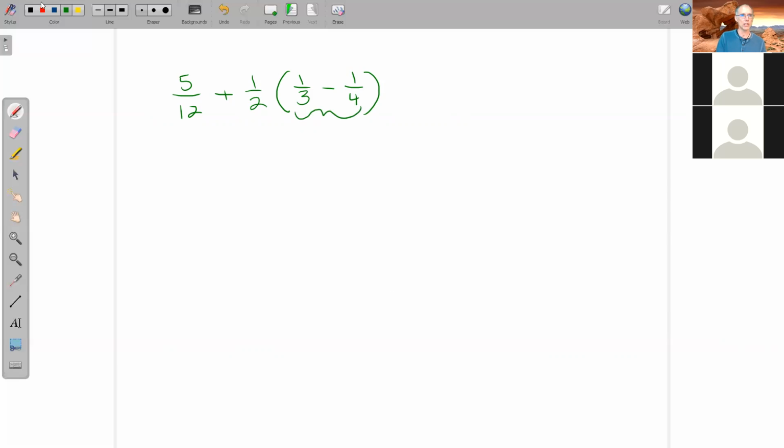Easiest way to subtract fractions is the arrow algorithm. So 3 times 4 is 12. 4 times 1 is 4. 3 times 1 is 3, and we're subtracting. So then inside my parentheses, what I really have is 4 minus 3 is 1 over 12. And then I bring the other stuff back in. All right, what should we do next?